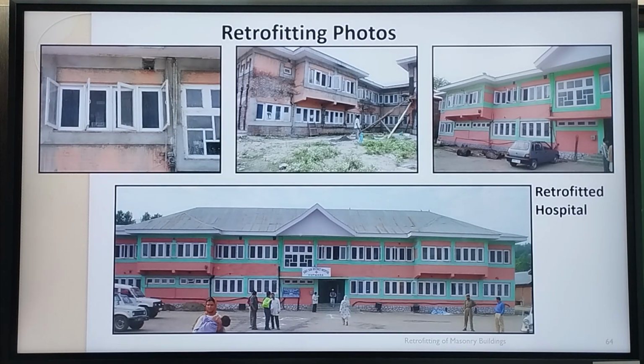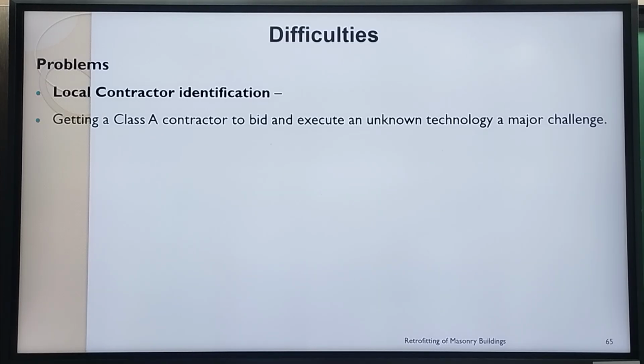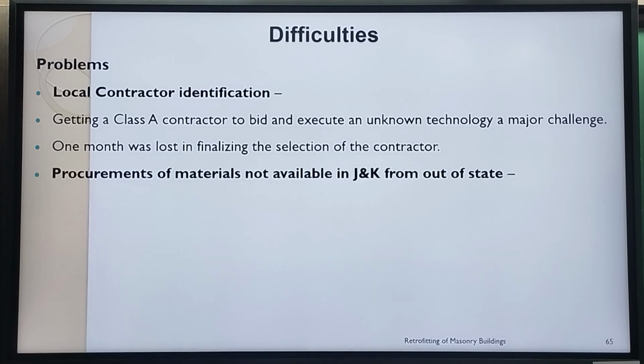Some more visuals. Now, the difficulties. We are doing it in a very special place. The biggest thing was working with a contractor. It was required that we get what is called a Class A contractor. We had to get the contractor to build and execute an unknown technology. There were no contractors who knew retrofitting, so it was a big task to identify contractors who were willing to do it in the first place. It took us 1 month to select and finalize a contractor.